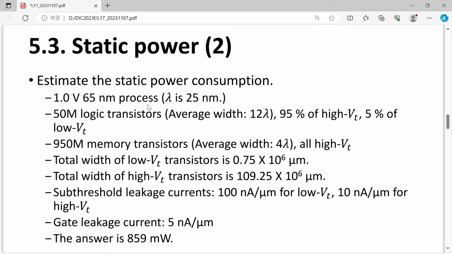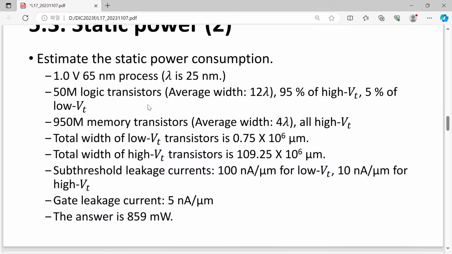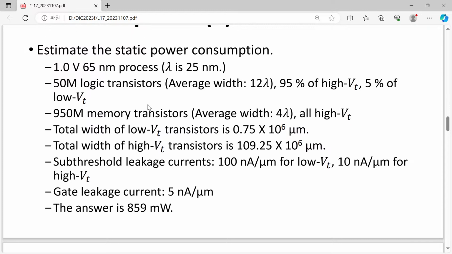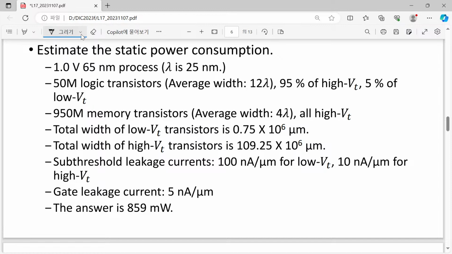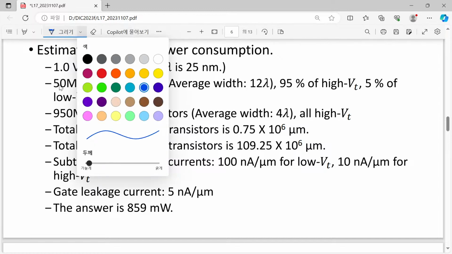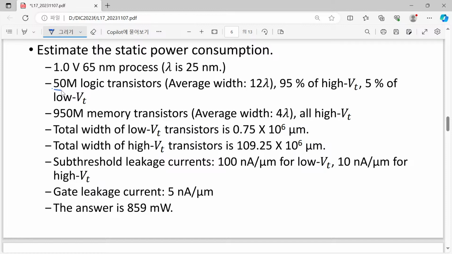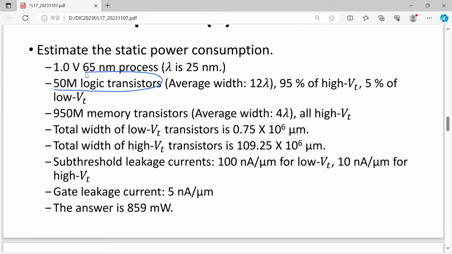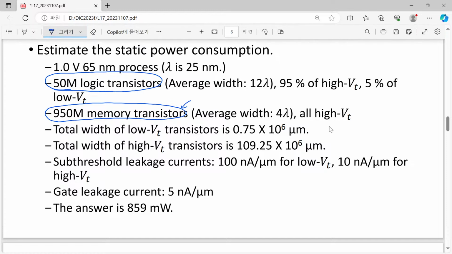Here we have 1 billion transistors, just like in the previous lecture. And let's say that we have a small amount, 5%, of logic transistors and 95% of memory transistors. And let's say that all of our memory transistors have relatively high VT.